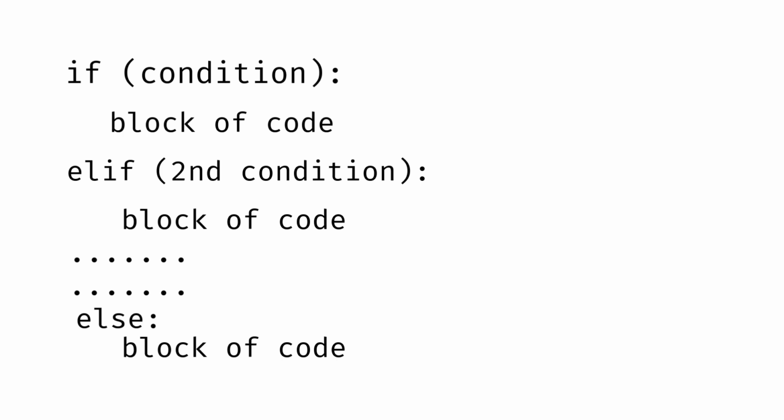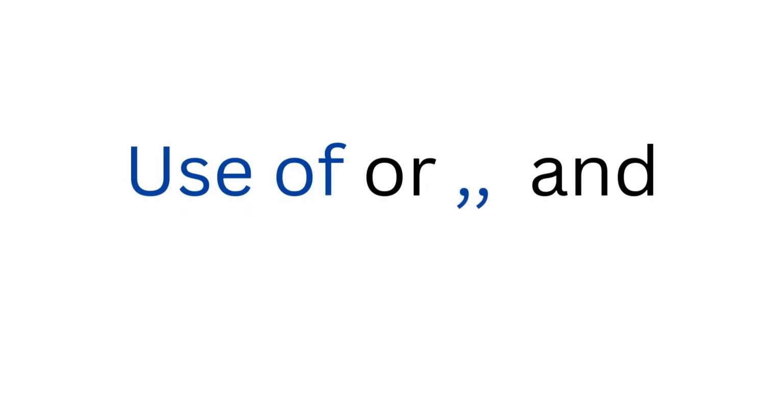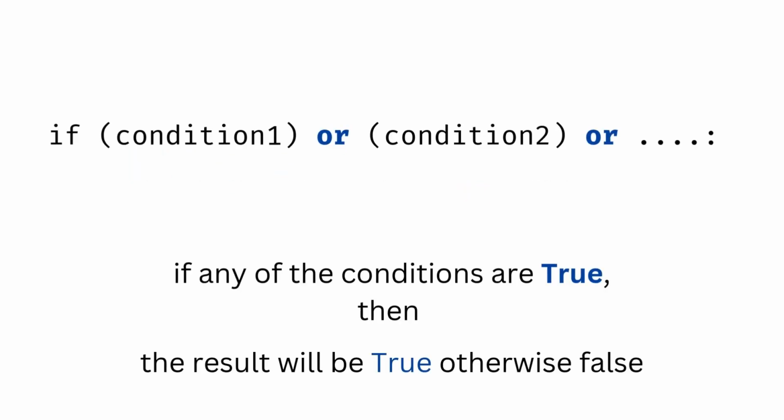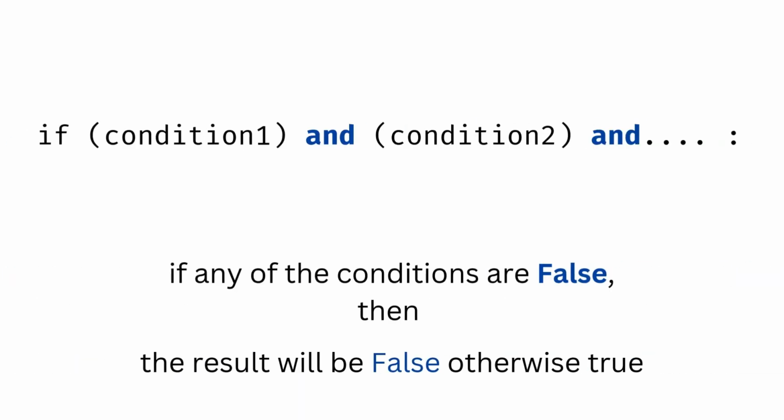The next are the or and and keywords. You can check multiple conditions for one block execution. If any of the conditions are true, then the result will be true, otherwise false, in the or case. In case of and, if any of the conditions are false, then the result will be false, otherwise true. Let's see this in Mojo.